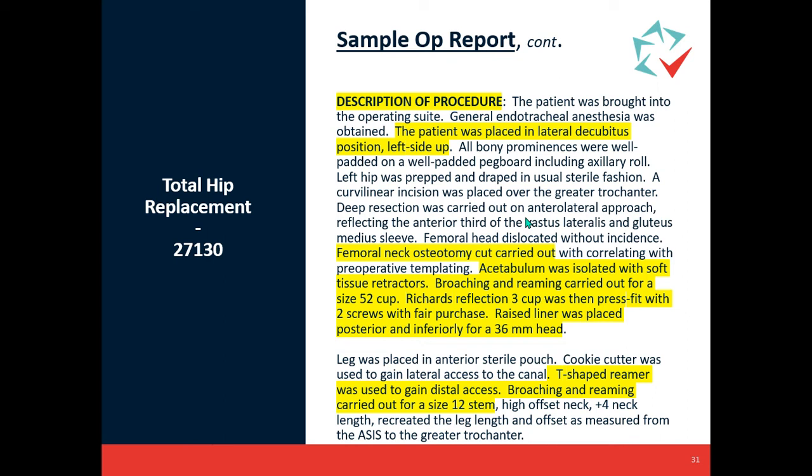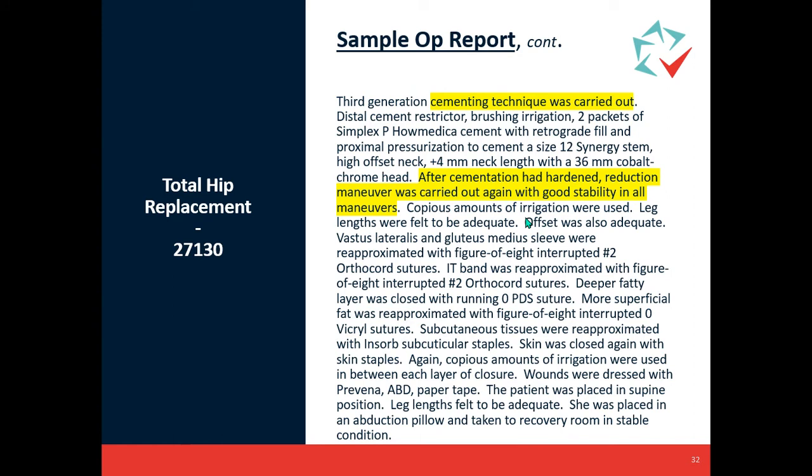All right, so moving on, our T-shaped reamer is used to gain distal access. Broaching and reaming carried out for a size 12 stem. So we're preparing the femur for the stem. Then cementing was carried out. And after cementation had hardened, reduction maneuver was carried out again with good stability in all maneuvers.